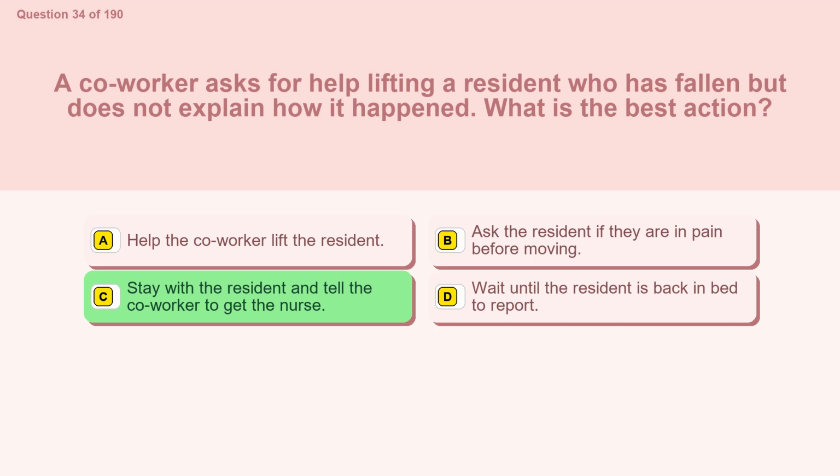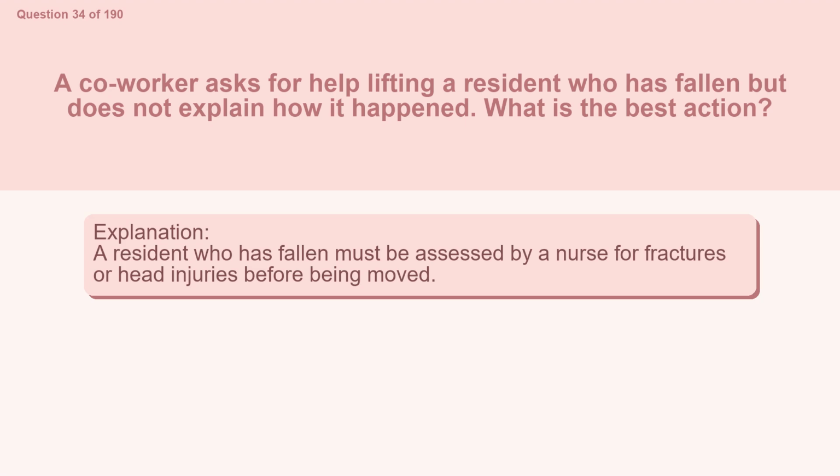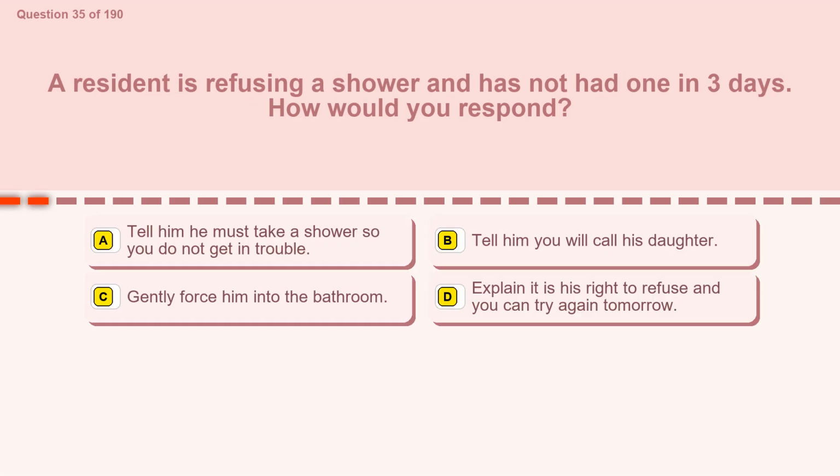The correct answer is option C. Stay with the resident and tell the coworker to get the nurse. A resident who has fallen must be assessed by a nurse for fractures or head injuries before being moved. Question 35. A resident is refusing a shower and has not had one in 3 days. How would you respond? Option A.